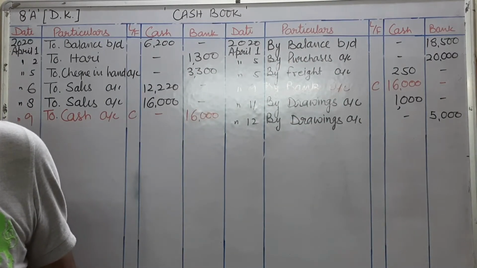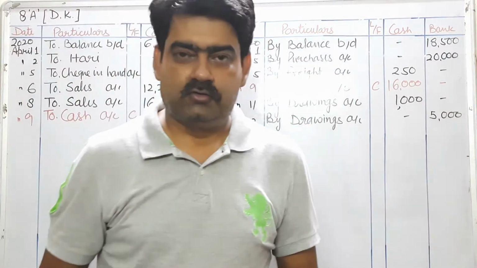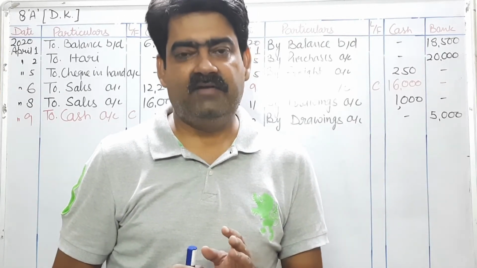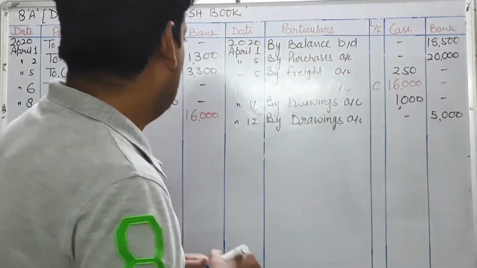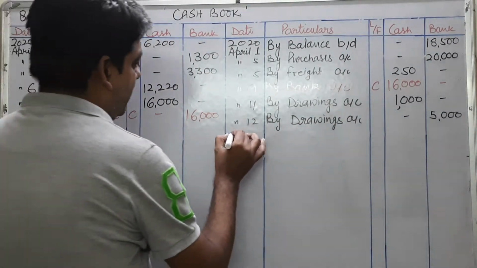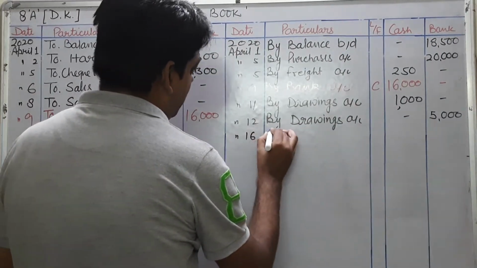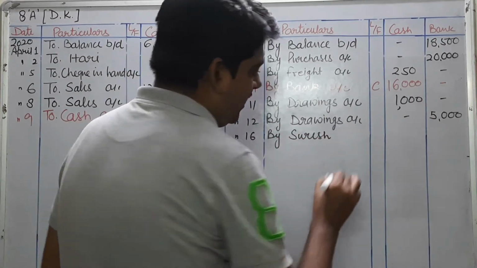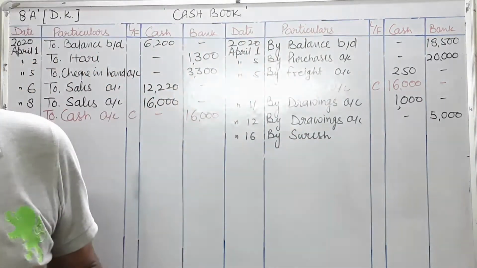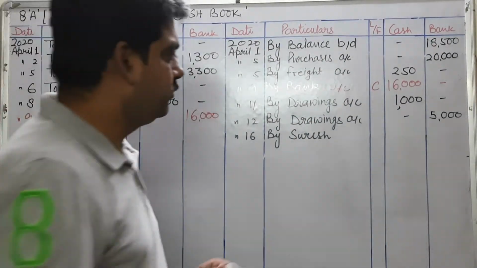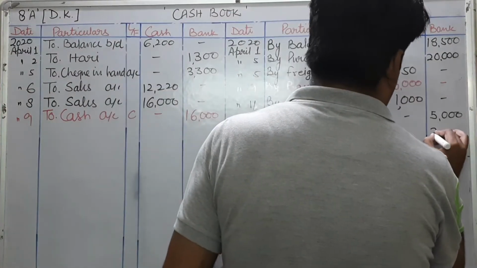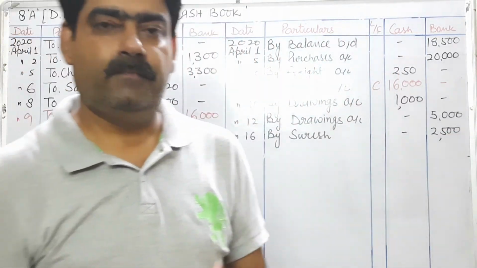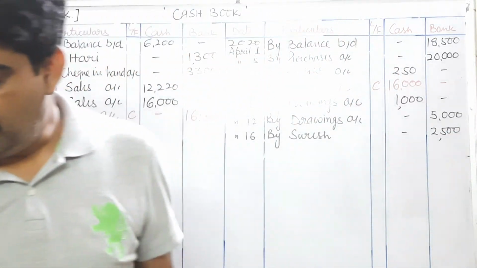Now see next. On April 16, paid to Suresh by check. So we are giving an amount to Suresh. This is our payment. The entry will be Suresh debit to bank account, and the treatment will come in the credit side. Date is 16, by Suresh, and the amount is 2,500. The amount will come in the bank column because we are paying the amount to Suresh by check.